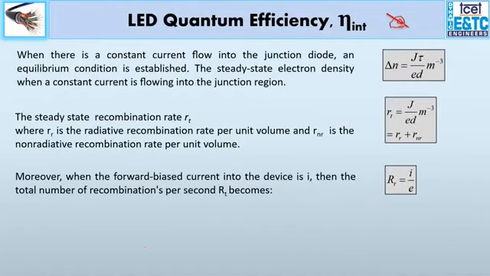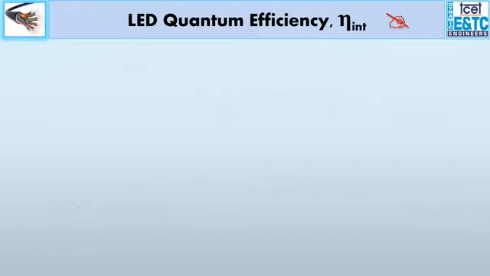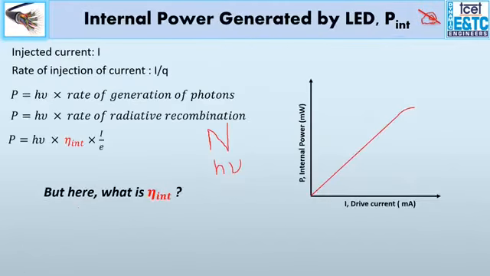Let me finish this part first. So we know that the energy of the photons is the number of photons N into h nu. The quantum efficiency is the number of generated photons divided by the number of injected electrons.